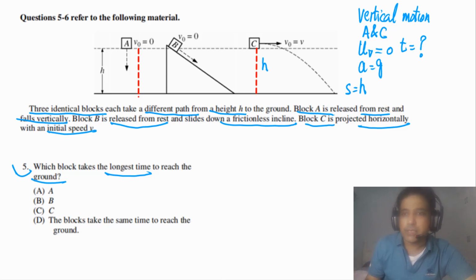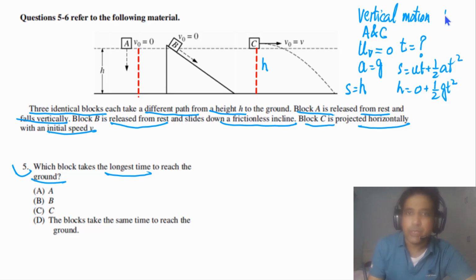As acceleration is constant, we can simply use kinematic equations. s is equal to ut plus 1/2 at square. The initial vertical velocity is 0, so h will be equal to 0 plus 1/2 g t square. One thing you need to understand is that in this case we are taking down as positive, so the vertical displacement is positive and g is also positive. From here we can say that t is equal to the root of 2h over g.